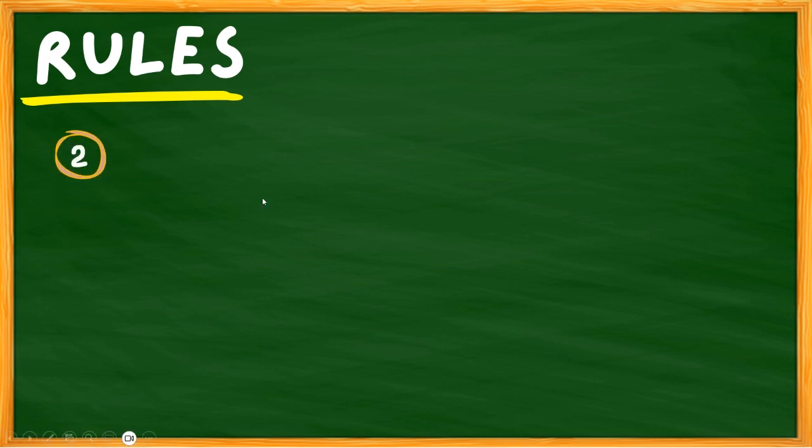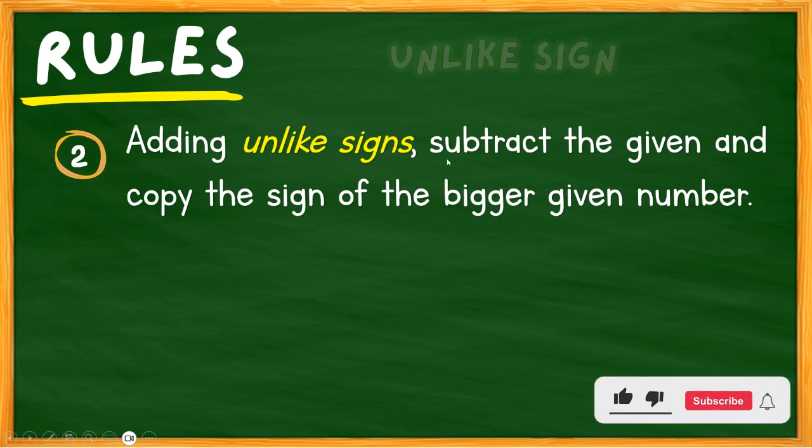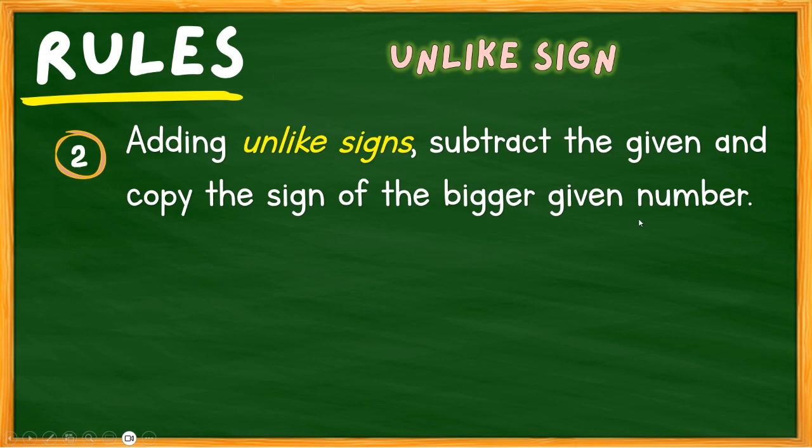Rule number 2, adding unlike sign. This time we're going to add integers with unlike sign. Adding unlike sign, you're going to subtract the given numbers and copy the sign of the bigger number, or the highest absolute value, or highest number. Again, what should be the operation? Subtract first and copy the sign of the bigger number.